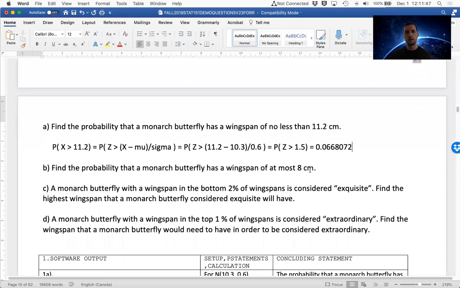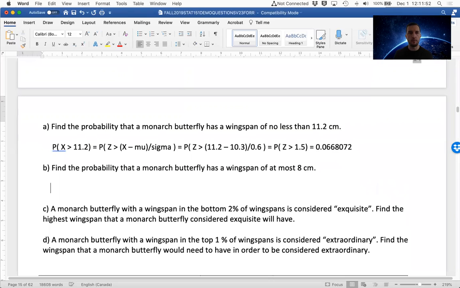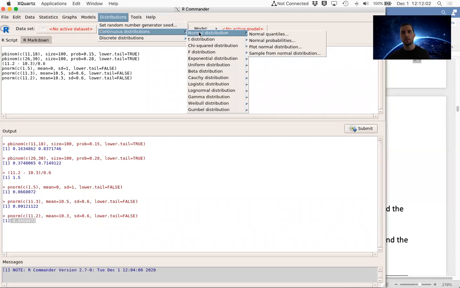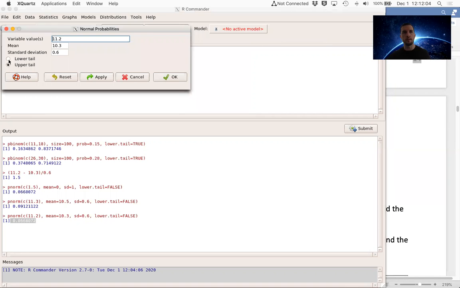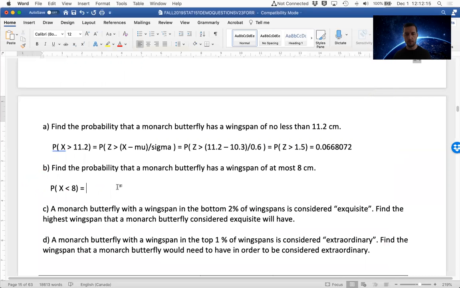In part B, find the probability the monarch butterfly has at most a wingspan of 8 centimeters. So we would have X less than 8. Again, we can skip a bunch of steps here and go distributions, continuous, normal probabilities. In this case, we have a lower tail, plug in 8, and then we get out our answer. And then if we wanted to, we could confirm this by converting to a z-score.